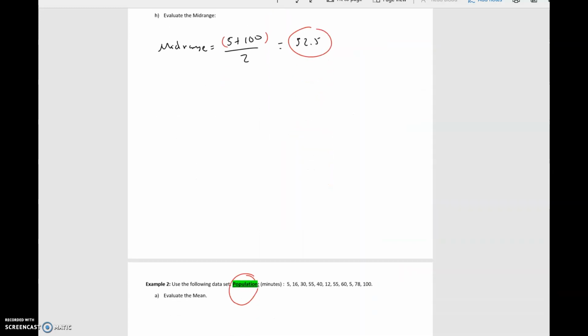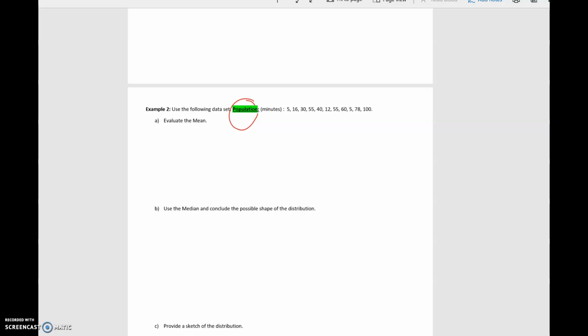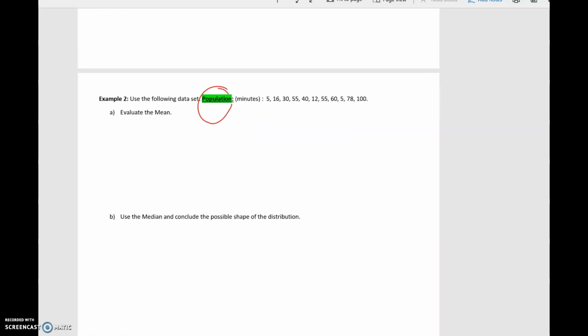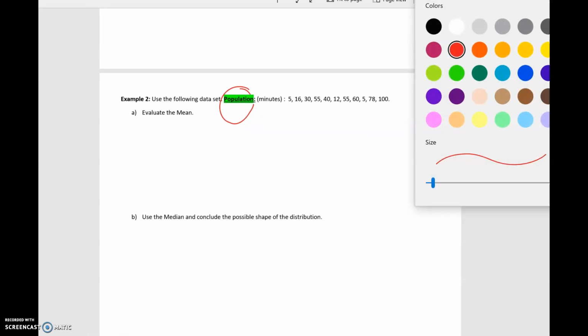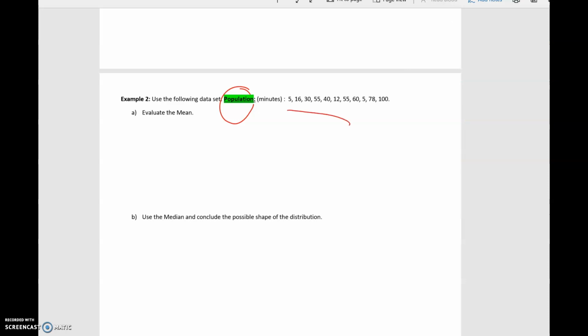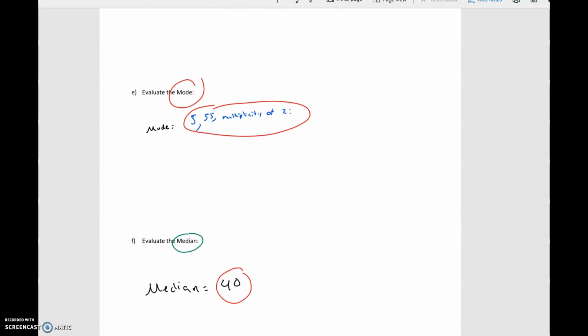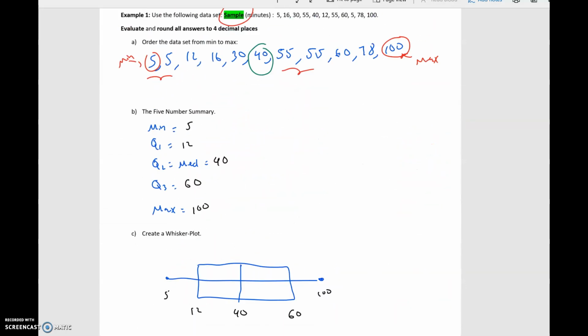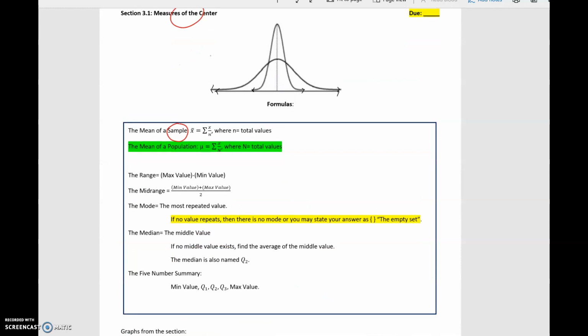Let's take a look at the next problem. In the next problem, you're going to notice that you technically have the same data set, but now they're giving us another assumption. The assumption is that they're now calling this a population. Now, the formula that you're using for the values for the population is actually the same. So let's take a look and analyze it.